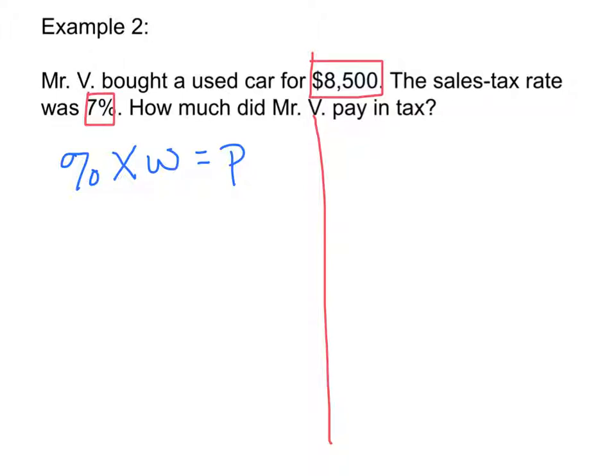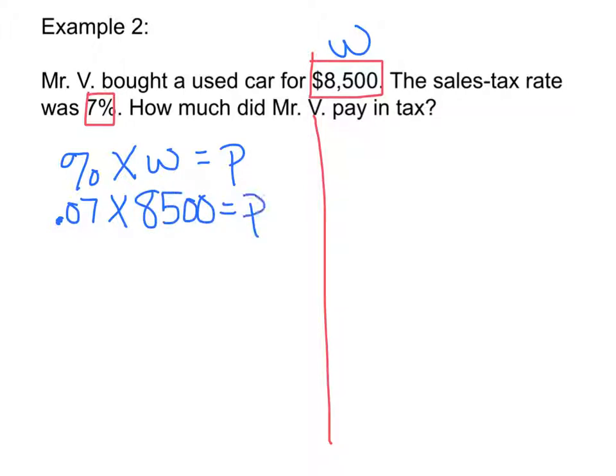Now, percent we know is 7%. You can move your decimal place or divide by 100, and you're going to get 0.07 as your percent when you are going to use that to convert. Then you multiply it by the whole. 8,500 is the total cost of the car, so therefore that's the whole here.